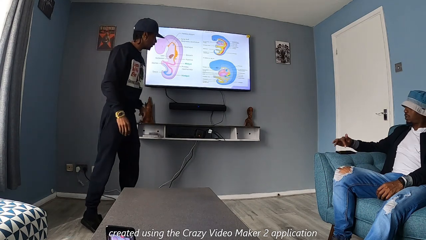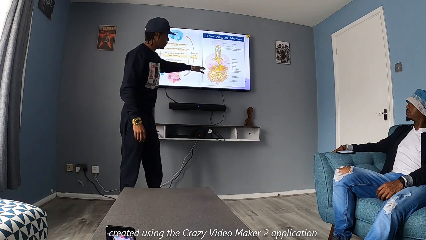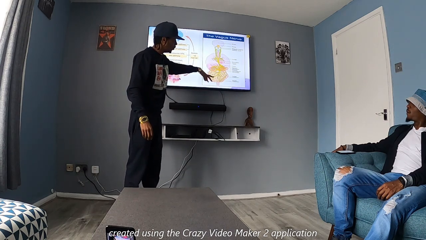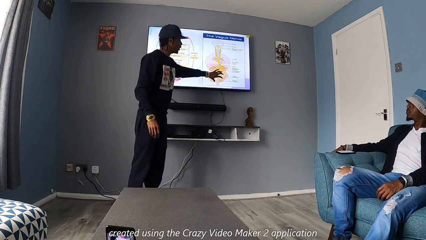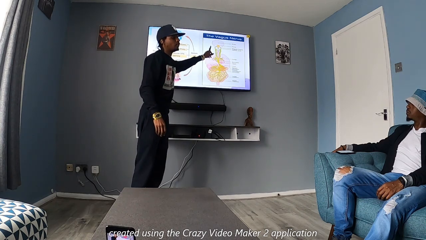So let's go back to where it was. Again, the vagus nerve. With this vagus nerve, this shows how everything's connected. All the signals get sent to your brain.